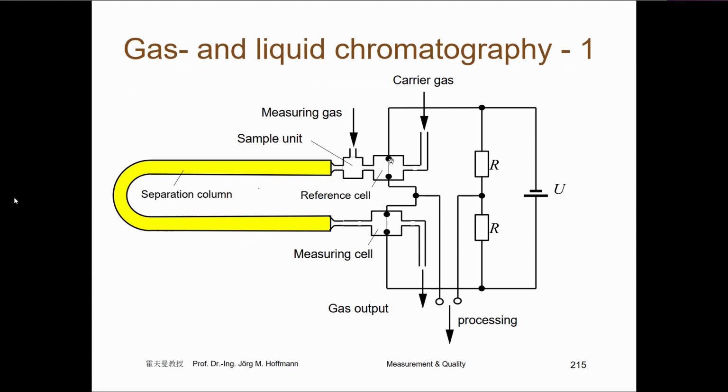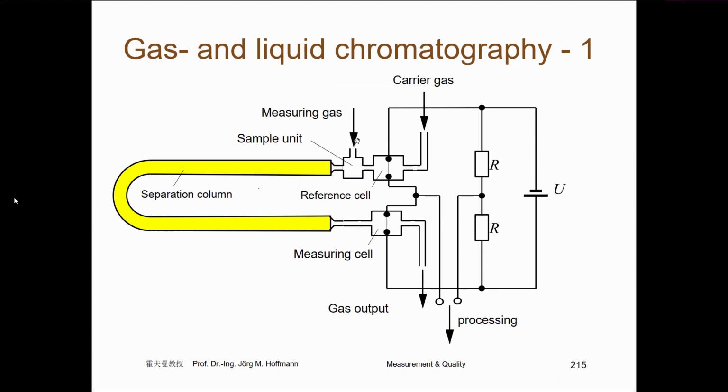This is a heated wire, and you see these heated wires on both sides of a bridge, so that the bridge is in balance when you send the carrier gas through the column. And when the carrier gas is coming out on this side, you have the same gas on this heating wire and the same gas on this heating wire, so that the bridge is in balance.